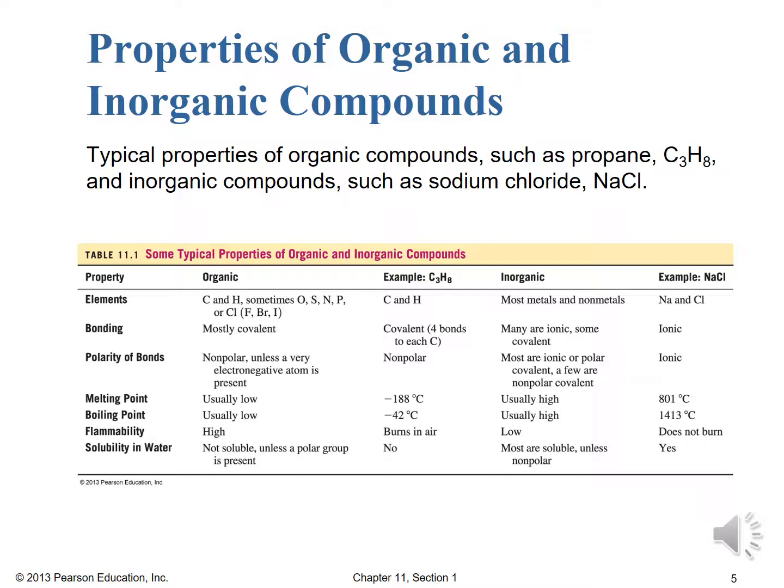And solubility in water, organics tend to be not soluble unless we have a polar group like an OH group for the alcohols, which have good water solubility up to a point. And then we see, at least for the propane, it's not especially soluble in water, very low, if any, solubility, whereas the inorganics, most are soluble unless they are nonpolar or just an ionic example like we learned in Chem 141. We had things like silver chloride that is ionic, but it's just not soluble in water. Okay, so sodium chloride, of course, is an example of a soluble inorganic species.